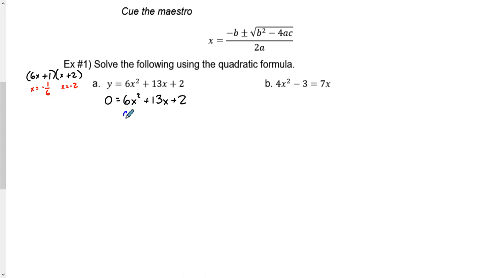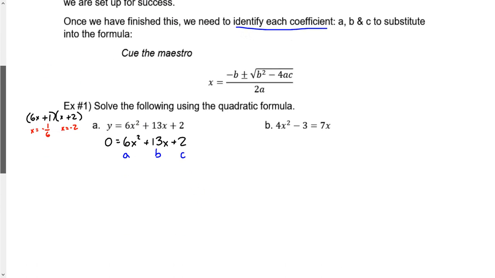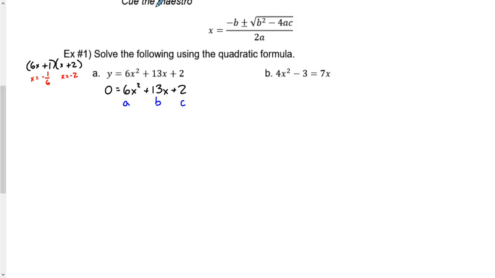Our a value is 6. Our b value is 13. And our c value is 2. The a value is the number in front of the x squared, the b value is the number in front of the x, and the c value is the number that doesn't have any variable. So we plug it into the formula.